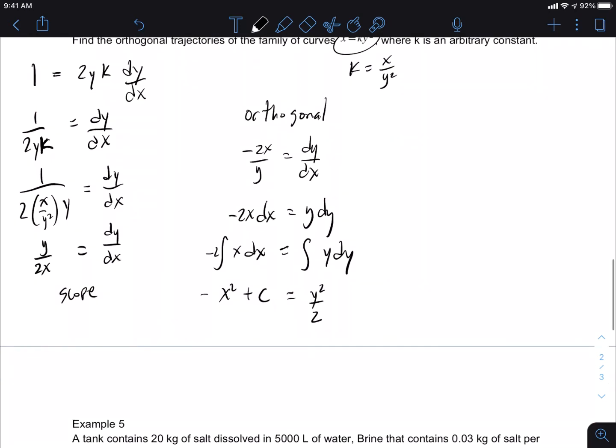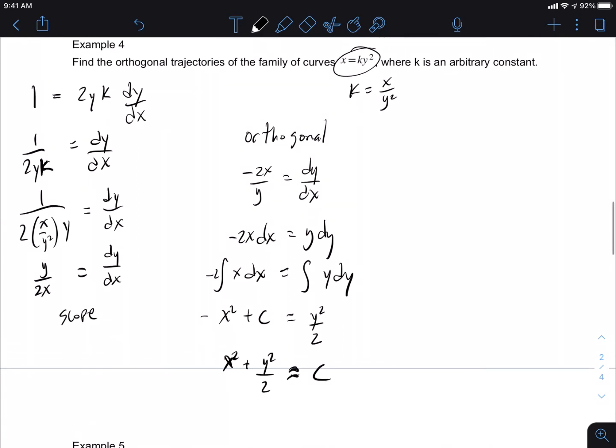Okay, then from here I'm going to get x squared plus y squared over 2 is equal to some constant c. We can't solve for c because we don't have a specific condition, but this is the equation of the family of curves orthogonal to the equation that we were given. Isn't that cool?